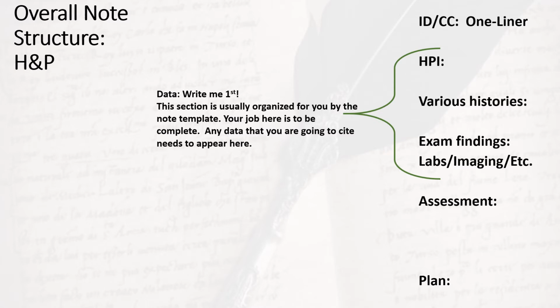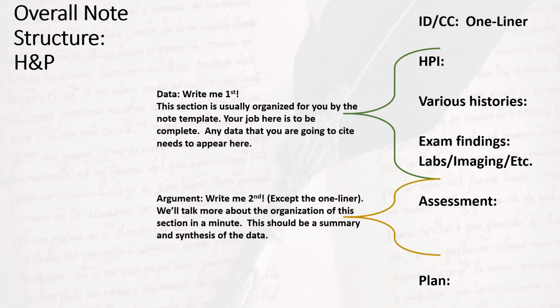So I divide a note up into essentially 4 sections. The first is data. The data is your history of present illness and all the other histories, your exam findings, your labs, your imaging. Write that section first, right? It's usually organized for you by the general note template, and your job in the data sections is to be complete. So any data that you're going to cite later on, as we'll discuss, you want to appear in the data section. The second part of the note that you're going to write is the assessment, and that's your argument.